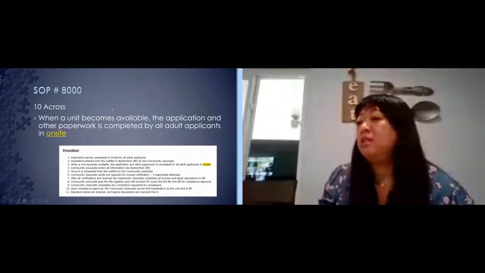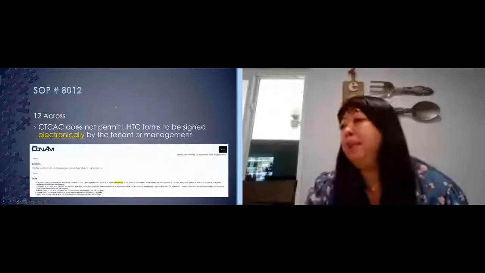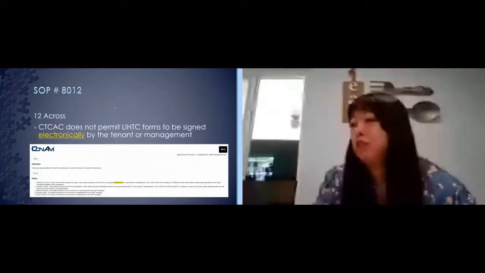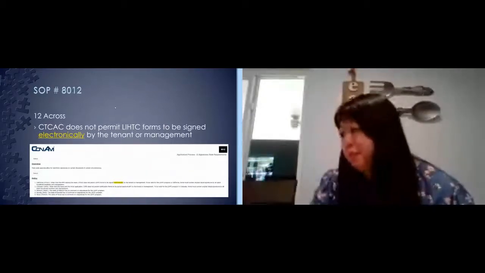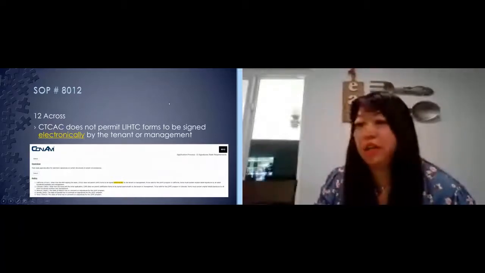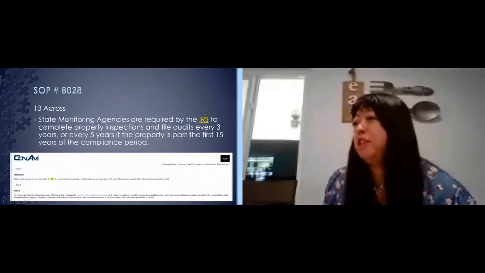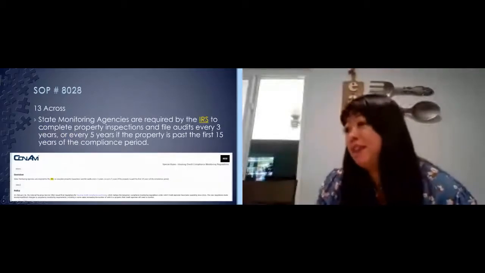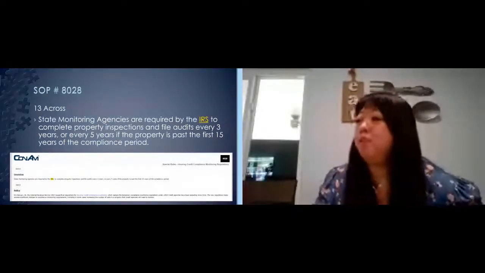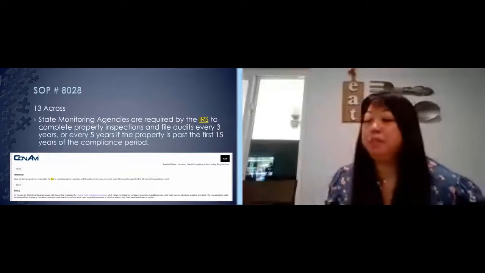12 across. TCAC does not permit LIHTC forms to be signed electronically by the tenant or management. These are the TCAC forms. Okay, and then 8028, 13 across, state monitoring agencies are required by the IRS to complete the property inspections and file audits every 3 years or every 5 years if the property is past the first 15 years of the compliance period.